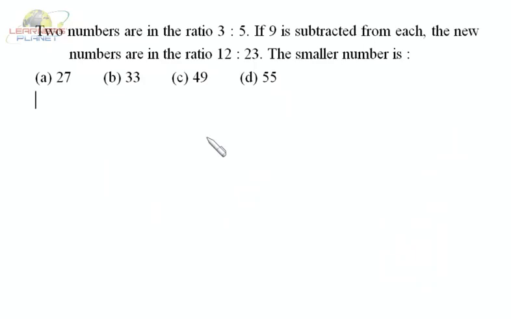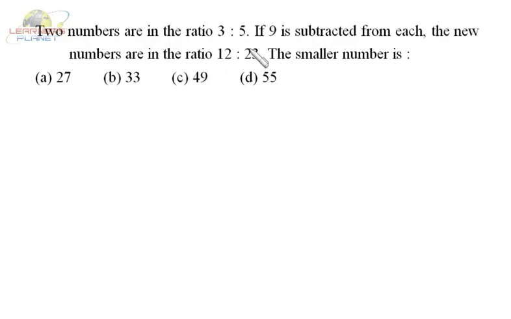Now let's see this problem. Two numbers are in the ratio 3 is to 5. If 9 is subtracted from each, the new numbers are in the ratio 12 is to 23. And we have to find out the smaller number. Friends, let's have an alternative approach for this problem.